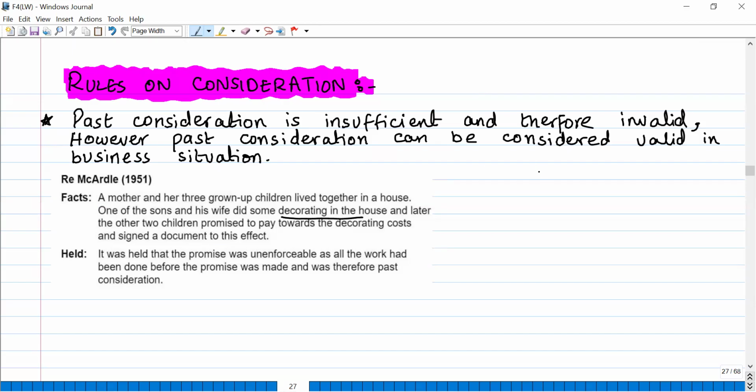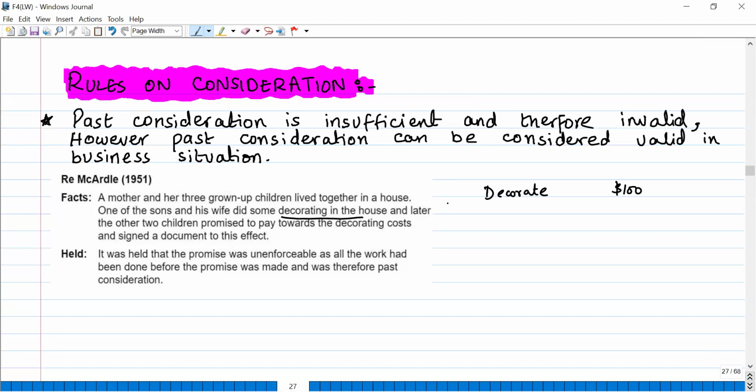Okay. So there were three children, and one of the sons and his wife decorate the house. Let's say the decoration expenses were $100, for example. Later, the other two children promised to pay towards the decorating cost and signed a document to this effect. Now, try to understand this case.